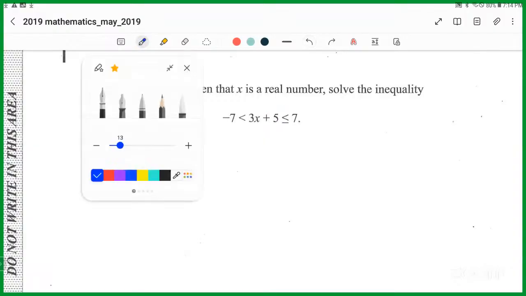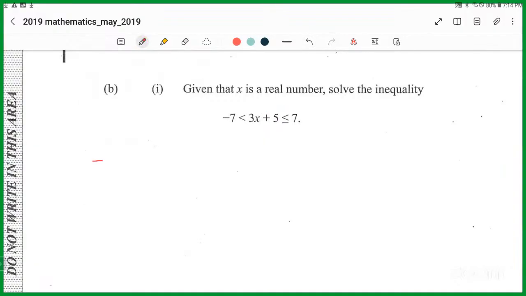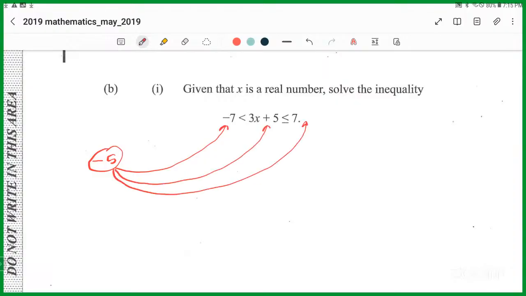How do you move that 5? It is adding, so you subtract 5. What you do is subtract 5 from the 3 sides. You subtract it from the left, subtract it from the middle, and subtract it from the right. That's how you get it from inside here. You subtract 5 from the 3 sides.